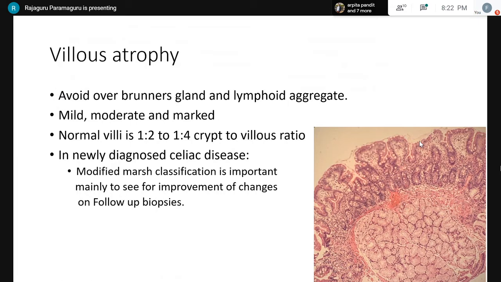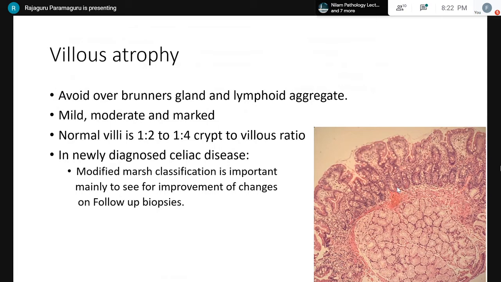The other punches are completely fine with long villi. So you have to avoid the villi which are above the Brunner's gland and the lymphoid aggregate because it might show a wrong impression of villus blunting. So it has to be graded as mild, moderate, and marked. And a normal villus is approximately 1:2 to 1:4 crypt-to-villus ratio.